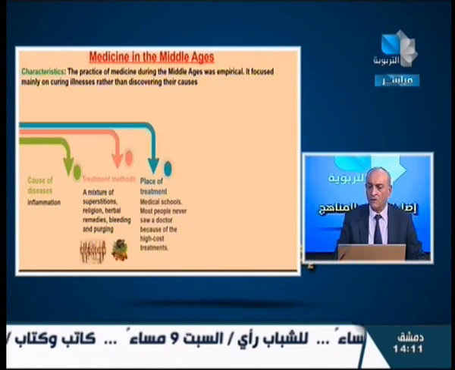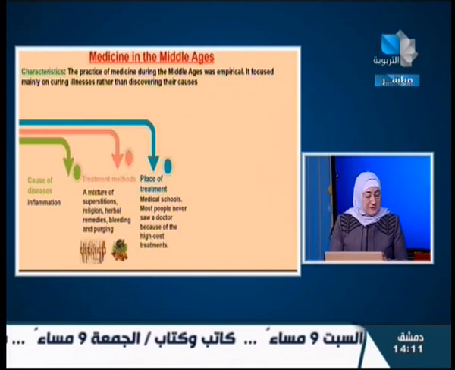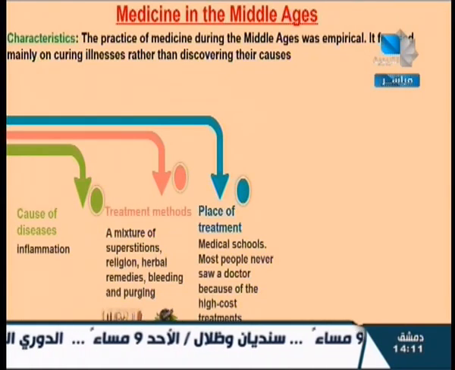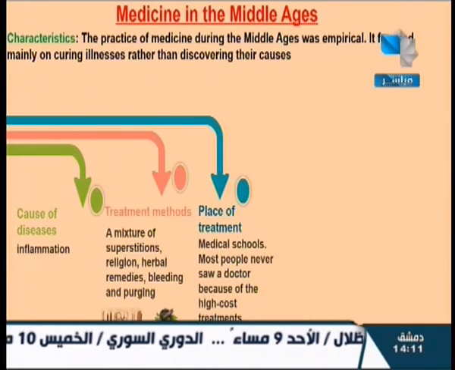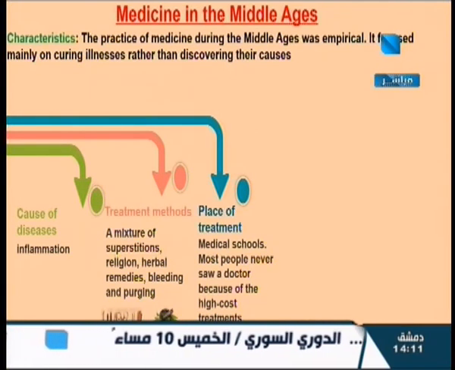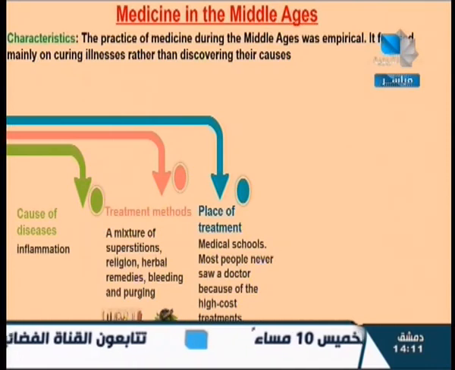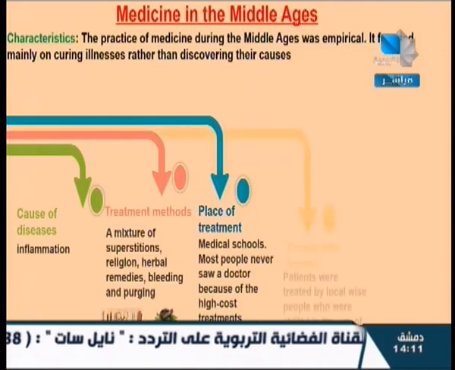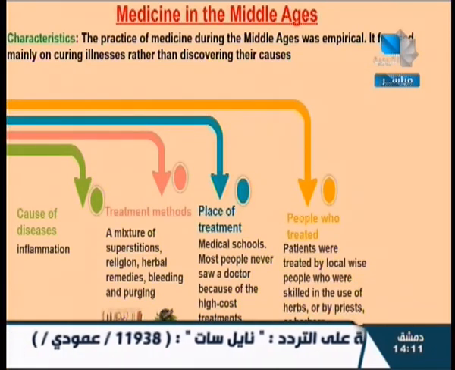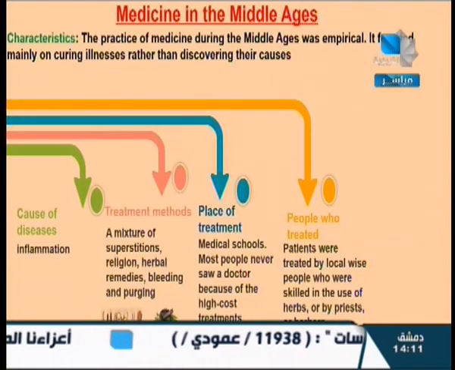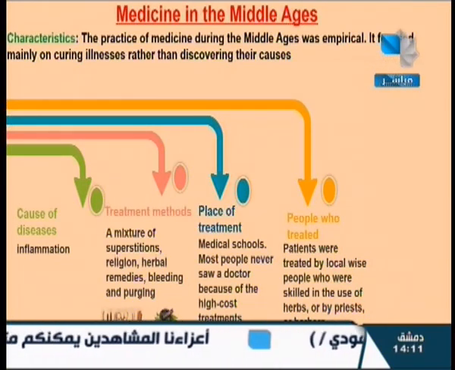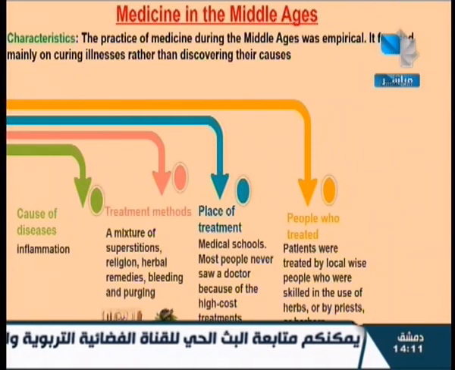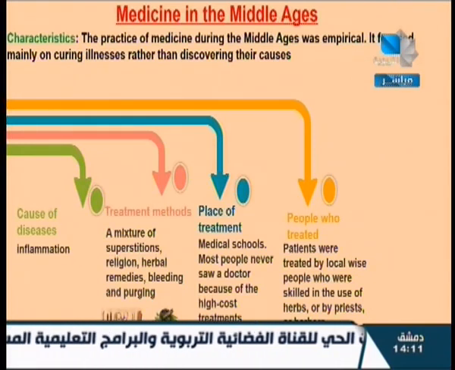The place of treatment, of course, there were also no hospitals in the meaning of hospitals nowadays. So there were medical schools, and most people never saw a doctor. Why? Because going to a doctor was very expensive. It was costly. People who treated ill people were different. For example, we have barbers, specialists in herbs, local wise people, and sometimes priests. They were skilled in the use of herbs, because there was no medicine till that time.